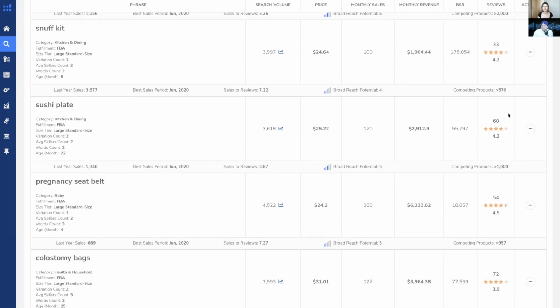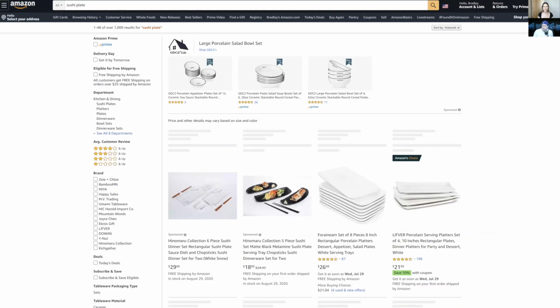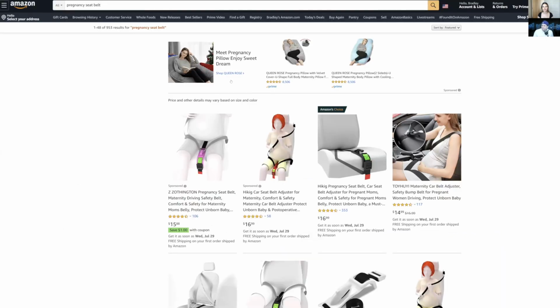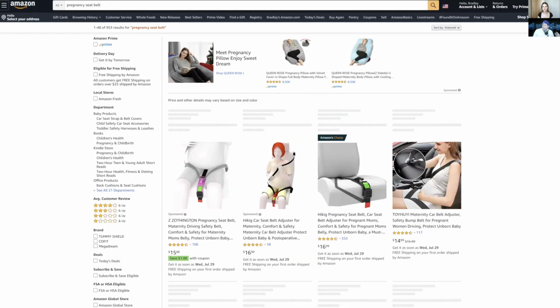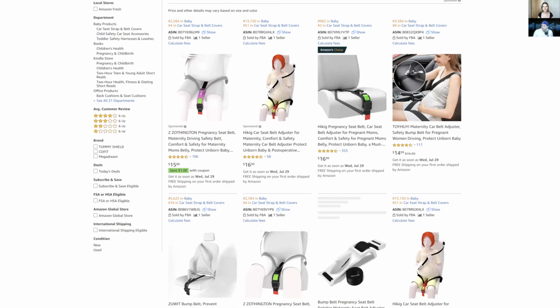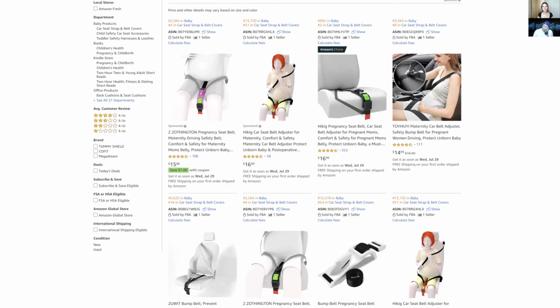How about this sushi plate? Look down even the one after that, pregnancy seatbelt. That is so random. I never even knew that there were seatbelts specific to pregnancy. Look at that. Yeah, now that I see it, it makes sense. What's the search volume there? 4,500 people a month are searching for it, and that makes sense. I always wondered about that. Like, how do pregnant women deal with the seatbelts? Here's the answer: they buy this on Amazon.